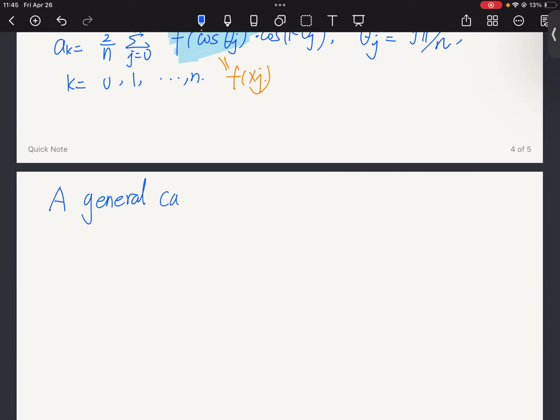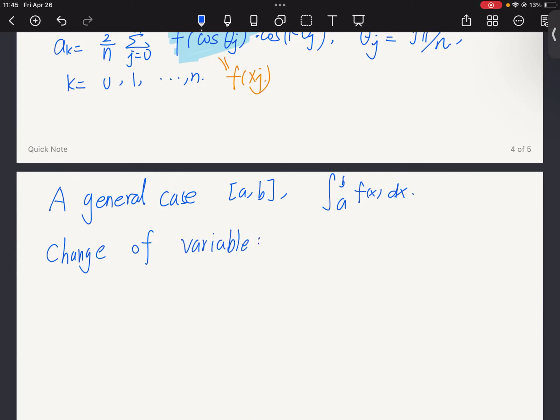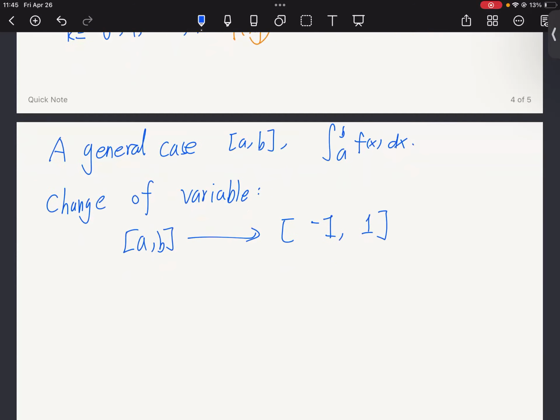And this is a general case. In a general case, you are doing the integral on a to b, and this is the integral you want to approximate. If we want to approximate this integral, we can do this. We are going to do a change of variable here, which means that we change the variable from the interval a to b to the variable in -1 to 1. That is what we mentioned just now. We have the formula for the interval -1 to 1, and we want to change the interval a to b to -1 to 1.